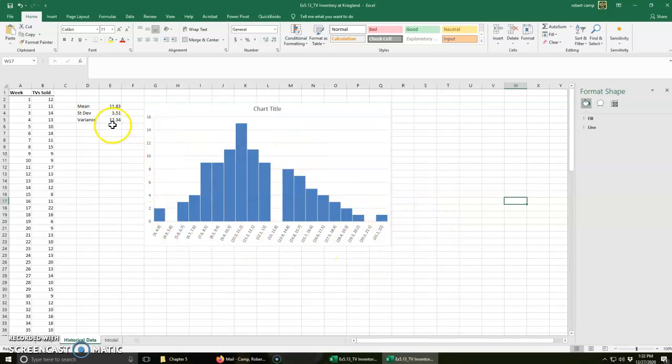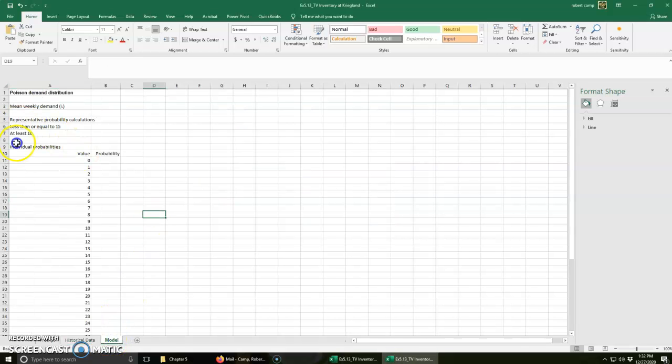And so we go back and look at that variation and the mean. That's a good example of what we should be seeing for a Poisson distribution. And so that's what we're going to use. We'll use a Poisson distribution. So let's go to our third page with the model. And look at that, we already knew it was going to be a Poisson distribution. So we want the mean weekly demand.